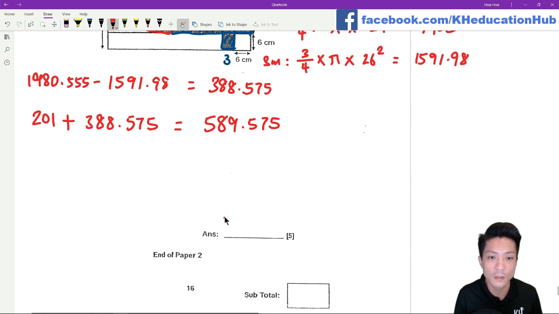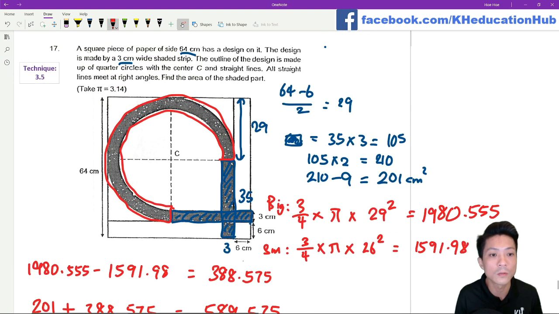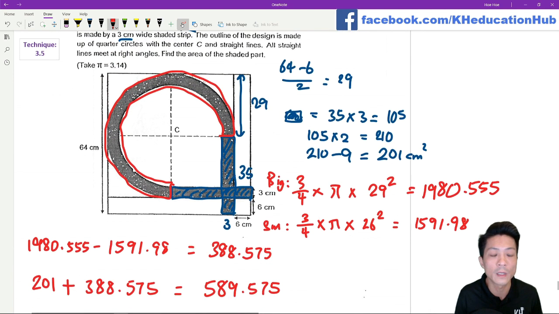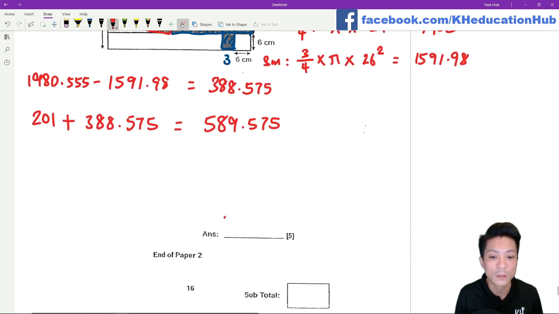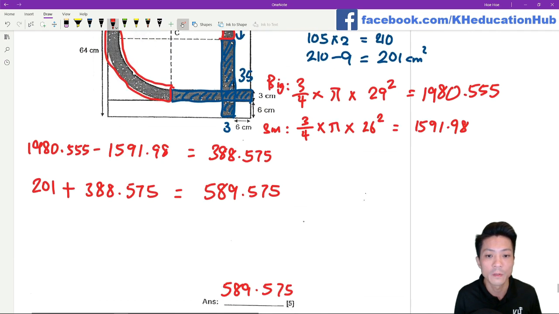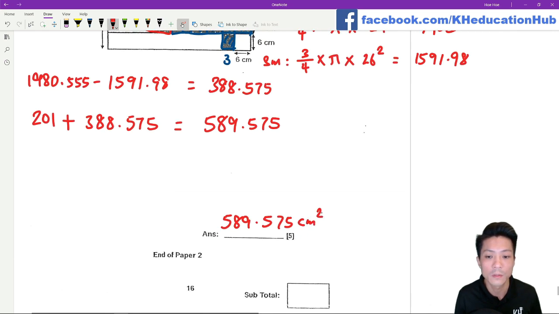Okay, did they ask to round off the value? No. Okay, so the answer will be 589.575 cm square.